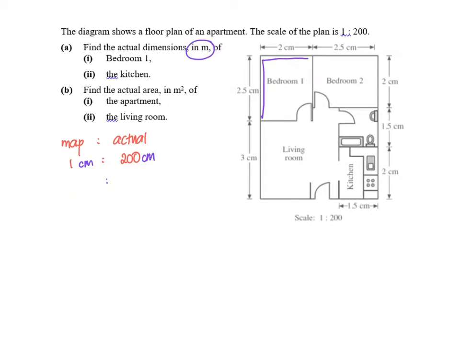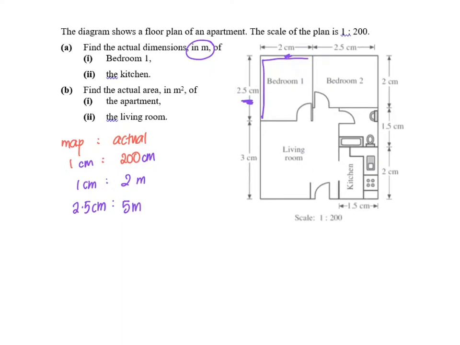Alamak, I haven't changed my unit. What do I need to do first? Change the unit. So from 200 cm change to 2 meters. So 1 cm is 2 meters. That means 2.5 cm will give me, the length is the 2.5 cm. Then the width is the 2 cm, right? So 2.5 cm is 5 meter.